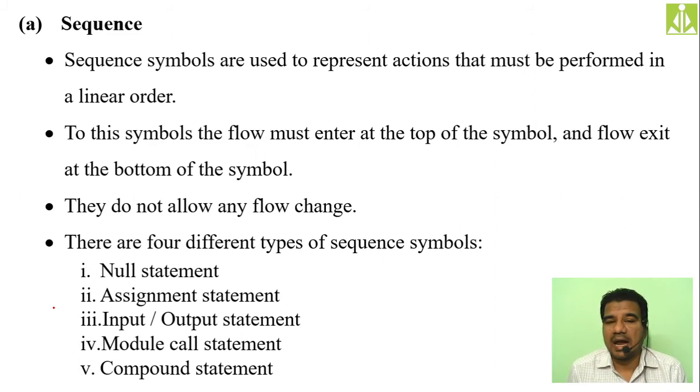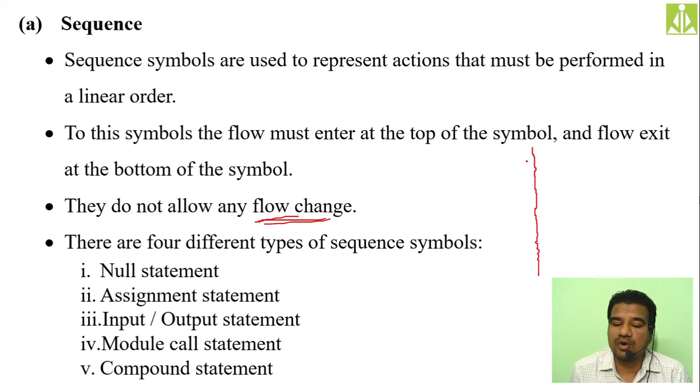Likewise, you have to remember. The entry flow line will always come at the top of the symbol, and the exit flow line will always go from the bottom of the symbol. They do not allow any flow change. This understanding is very, very important. Flow change means skipping the statements or repeating the statements. If you don't have any control structures, the flow of your program will be sequential like this.